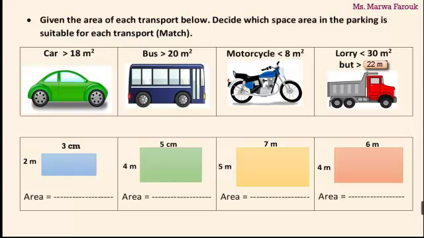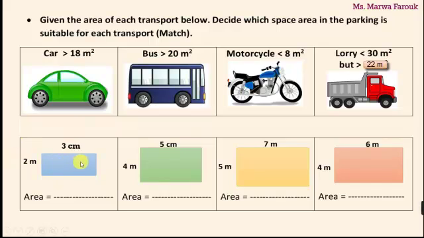Okay, let's see another type of exercise. I have here the area of each transport. I have a car. The area of this car is greater than 18 square meters, and a bus, and it's greater than 20 square meters. Motorcycle is smaller than 8. Lorry is smaller than 30, but it's greater than 26. And I have many rectangles here, and each one is given the length and the width. I am going to see which area here is suitable for this transportation to park in.